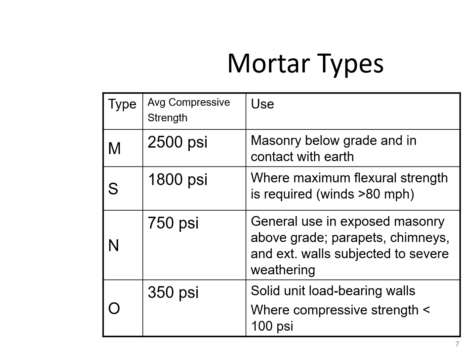Then we have the type N, which is 750 psi. We've dropped off a lot in the compressive strength amount here with N type, but it's generally used as exposed masonry above grade, parapets, chimneys, and exterior walls that are subject to severe weathering. Then finally we have O type, 350 psi, very, very small compressive strength. It's used for solid unit load-bearing walls where the compressive strength is less than 100 psi.